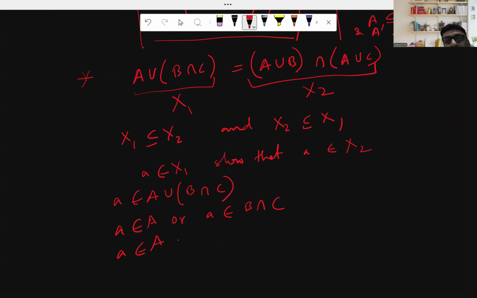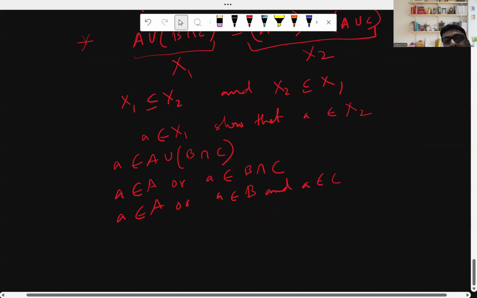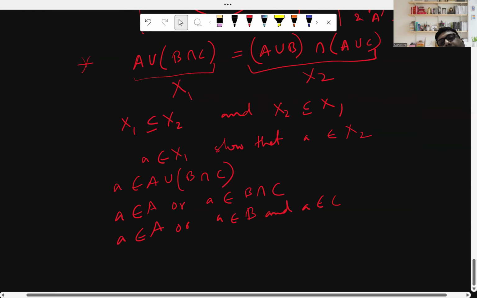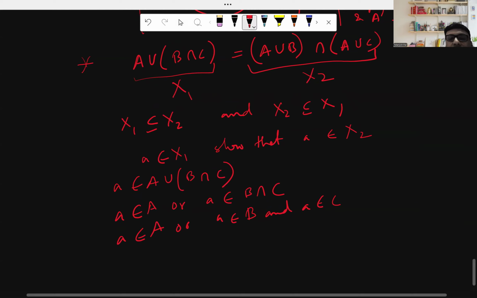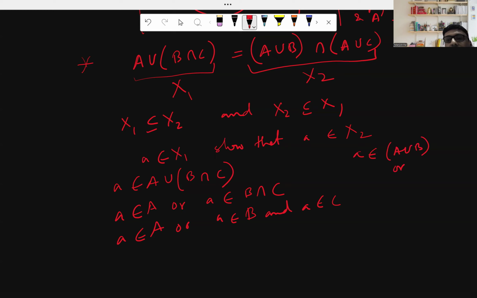The same as saying A is in A or A is in B and A is in C. So if I want to show that A also belongs to X2, I will have to show A belongs to A union B or A belongs to A union C. And the same as saying A is in A or A is in B and A is in A or A is in C.